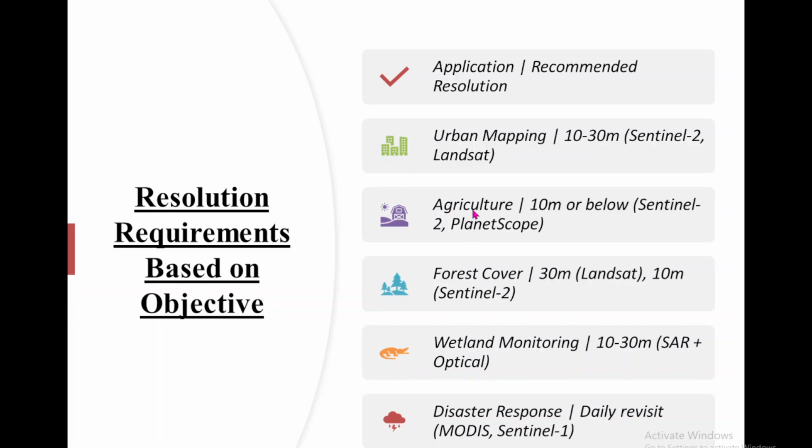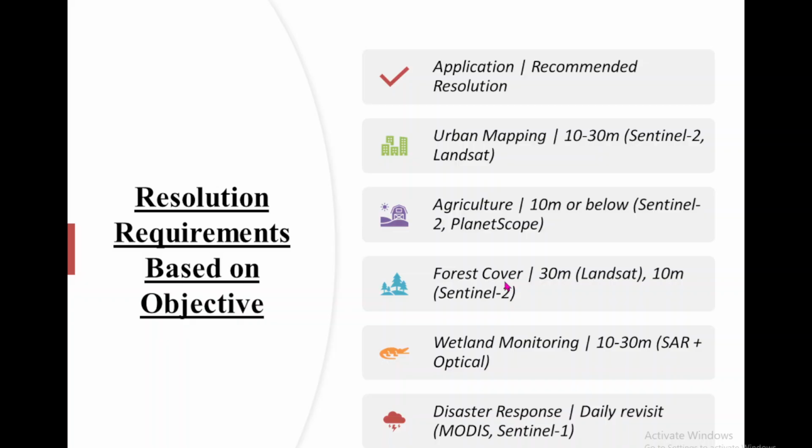Whereas if you are studying agricultural areas, it is a small region and you require 10-meter or below 10-meter resolution. That is a higher resolution. So you can go for Sentinel-2 or PlanetScope. PlanetScope, as you know, is not free data. You have to provide some cost for purchasing it.